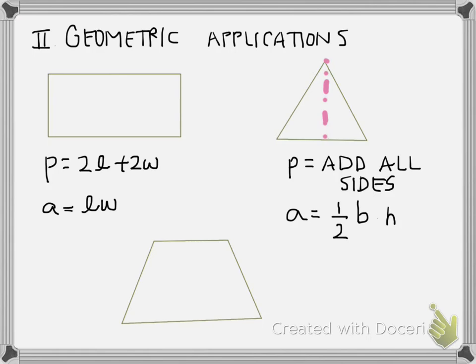Okay. If you had a trapezoid here, the area of a trapezoid would be very close to the triangle, but the area here is going to be 1/2, not just your base now, but the top plus your base times your height. Okay? Alright, so let's do some examples here.